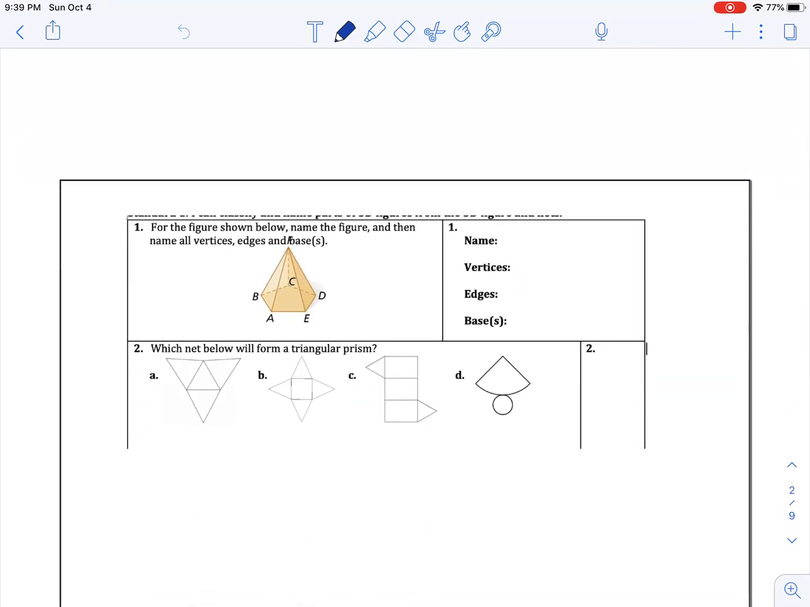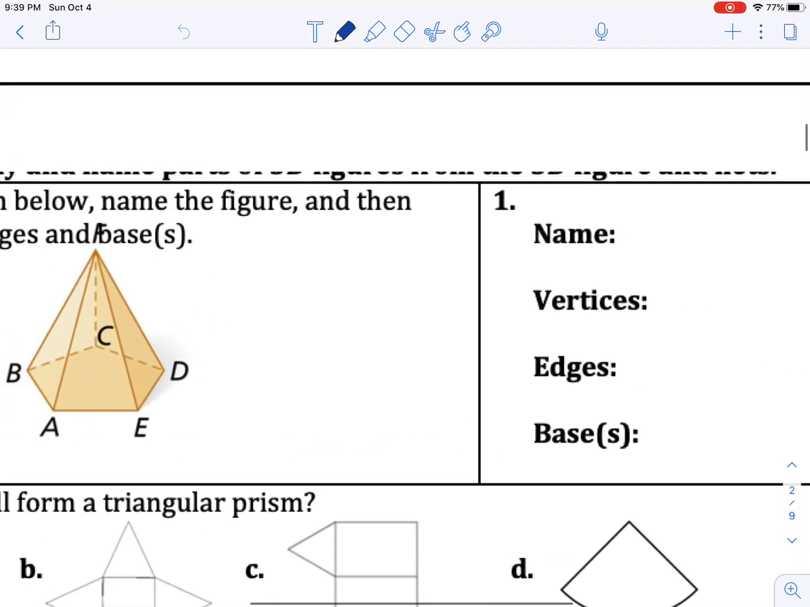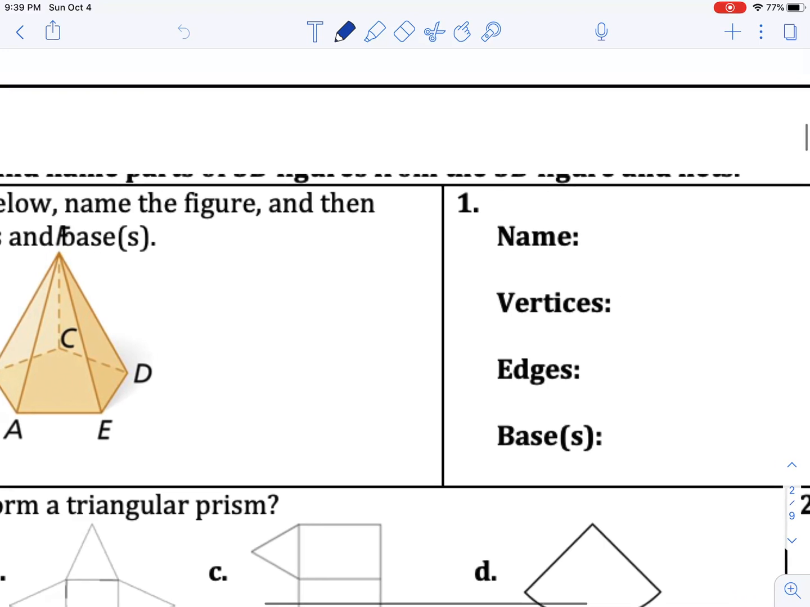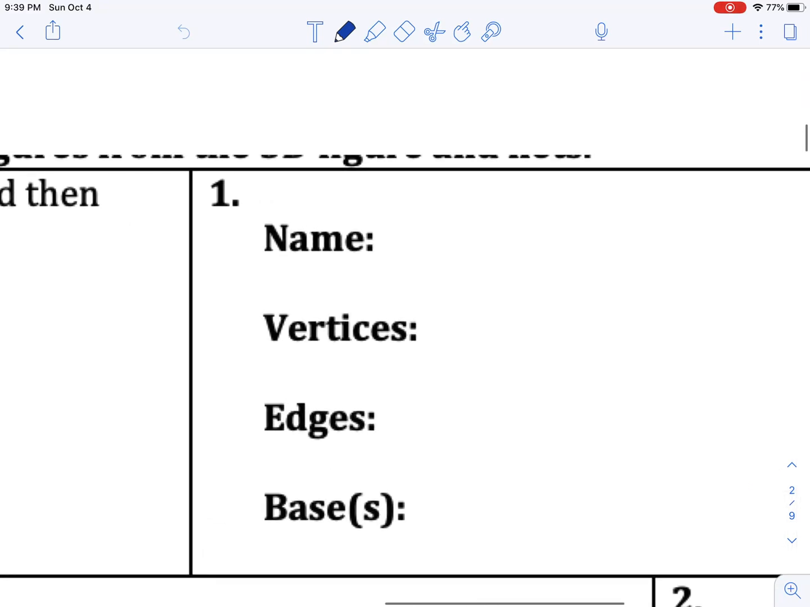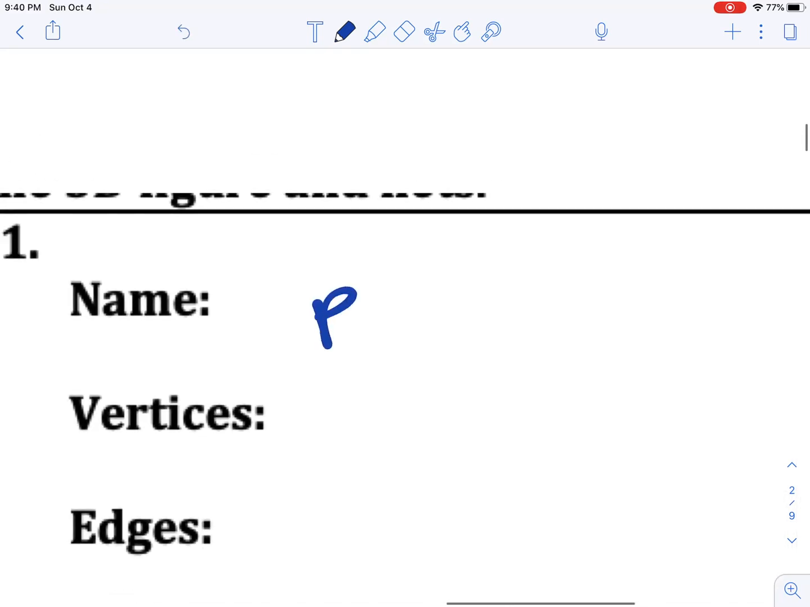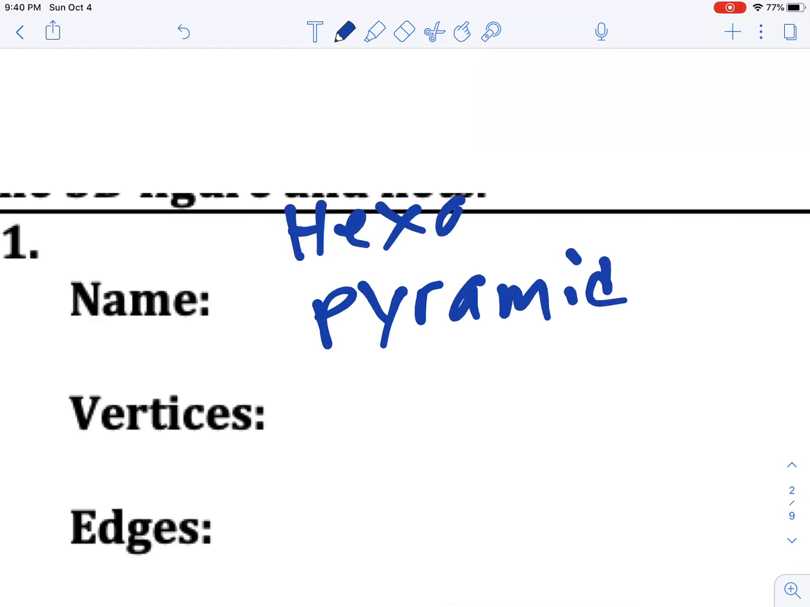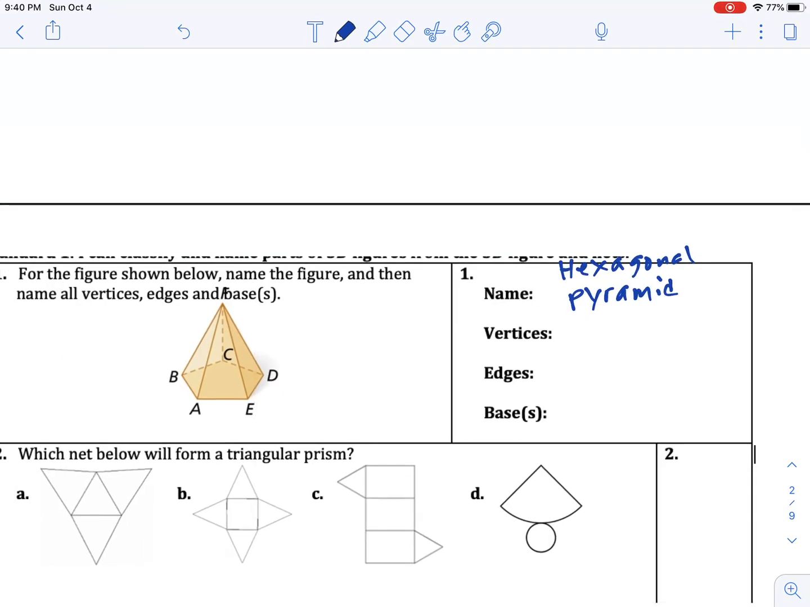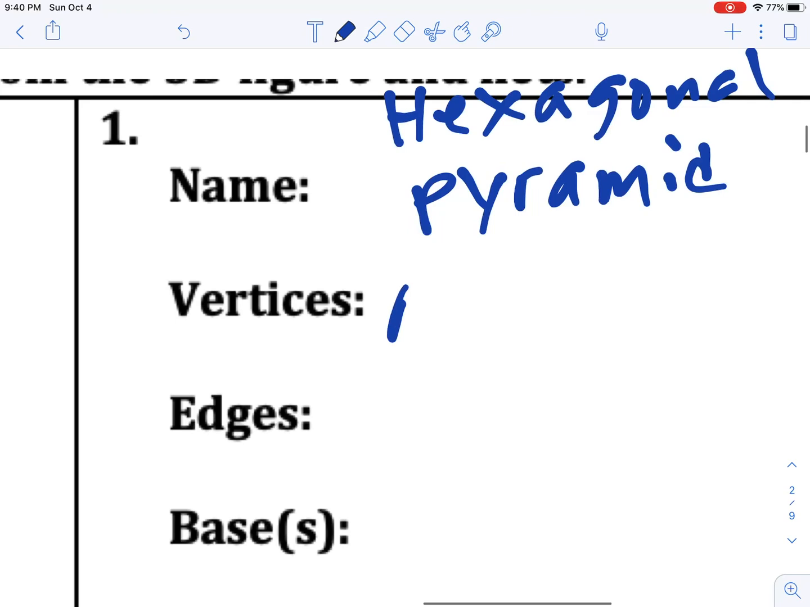For the figure shown below, name the figure and name all the vertices. Well, the name of the figure, since they all are triangular bases, the lateral sides are triangles, we have a pyramid. And then the base is a hexagon, so we'll call it a hexagonal pyramid. Its vertices are A, B, C, D, and E.